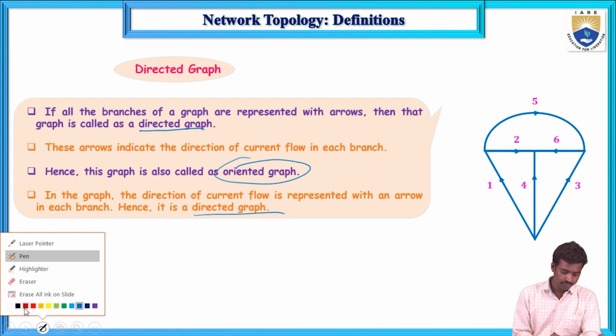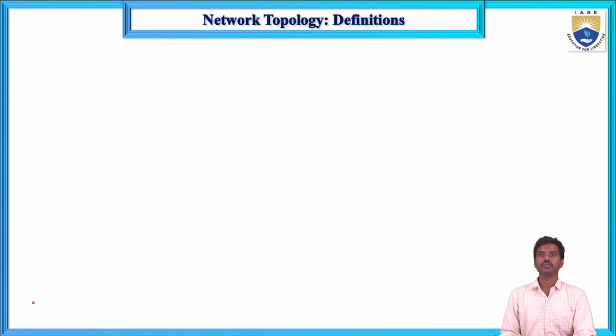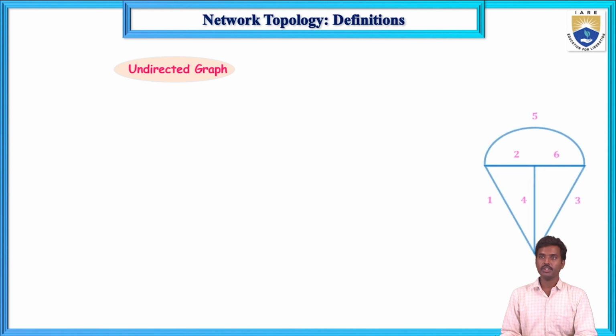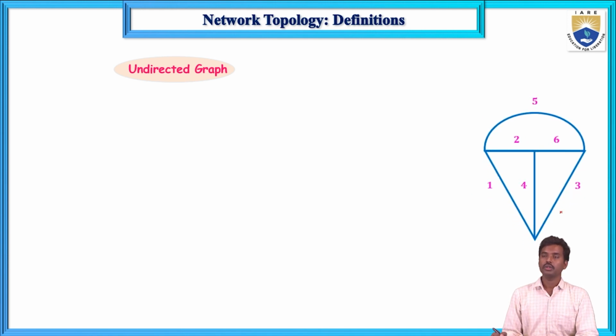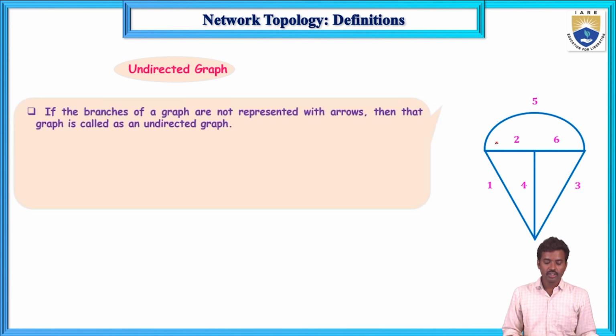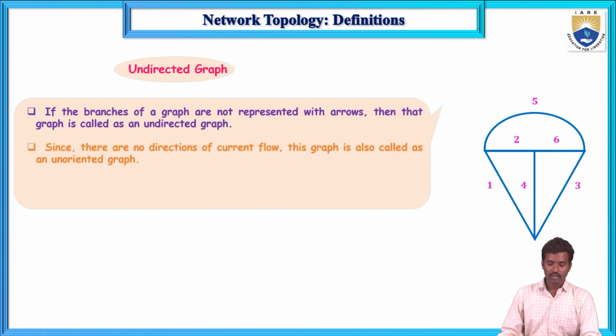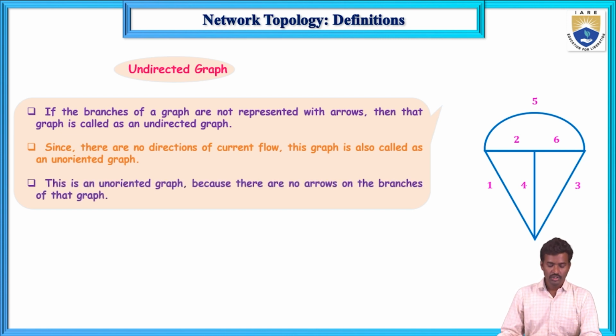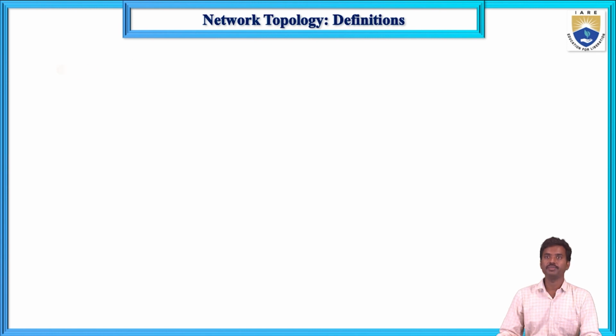Let me change the color. Now, undirected means there is no direction on the branches. Here, see the definition. If the branches of a graph are not represented with arrows, no arrow mark here, then it is an undirected graph. There are no directions of current flow, so it is an unoriented graph, because there are no arrows on the branches of that graph.